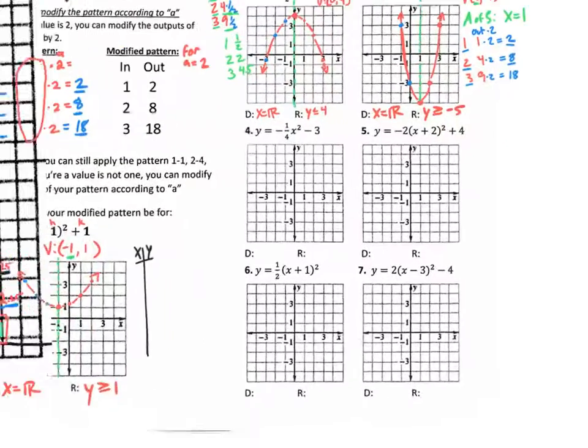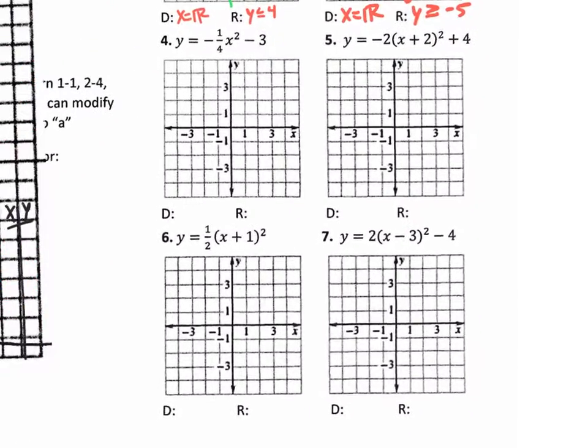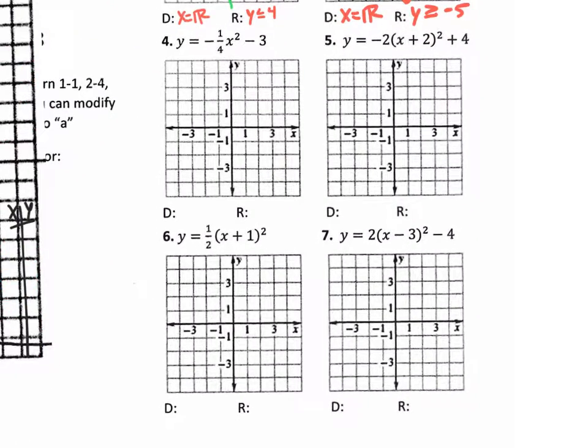So at this point, I don't want to make this video any longer than what it is, but I think you already get the hang of it. You need to modify the outputs of your pattern 1, 1, 2, 4, 3, 9, and I believe you should be able to do these 4. The answers are on the back. It's graphed. All the details are there, so you can check your work as you go.